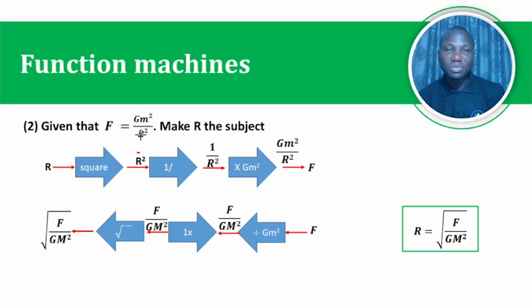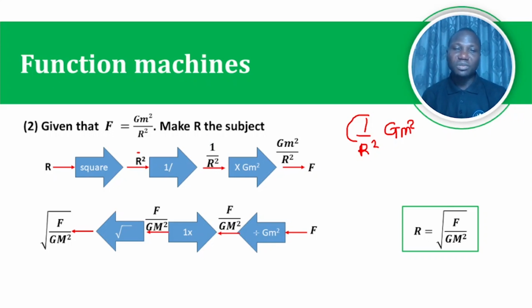Now, how do we achieve this? We can see that this r squared is the same thing as what we have here. We can say this expression, gm squared over r squared, can be written as 1 over r squared times gm squared. So that means that the function of this second machine is to take the reciprocal of the r squared. So this machine will do the reciprocal of r squared. That will give us 1 over r squared. So 1 over r squared will come out of this machine.